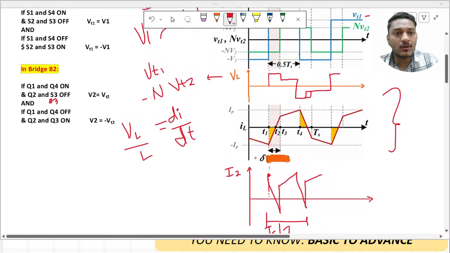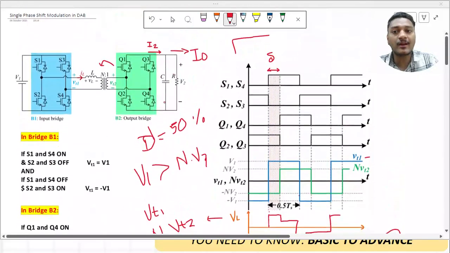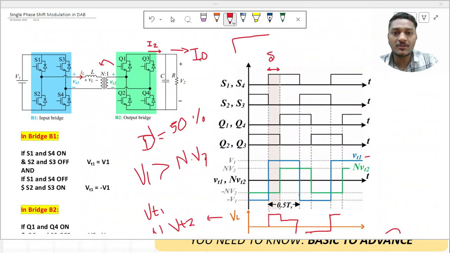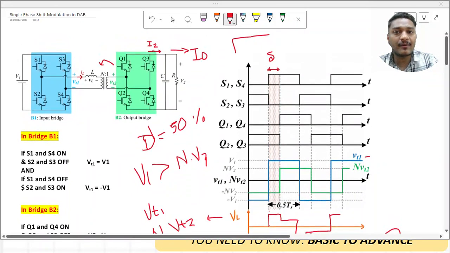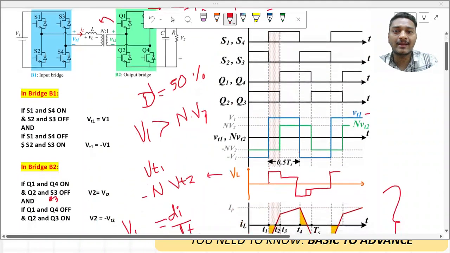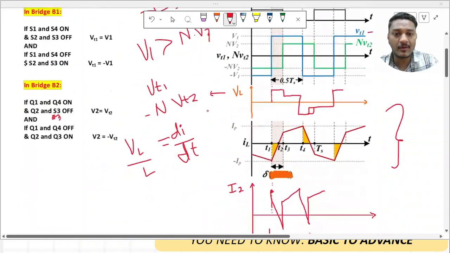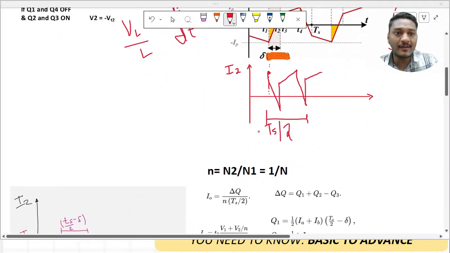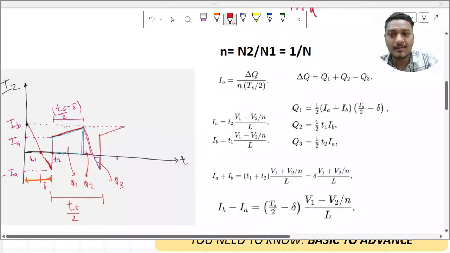Now why have I drawn the I2 waveform? Because I need to calculate the power transfer from bridge 1 to bridge 2. That is my ultimate motive, and I told you what I0 is. I0 is basically the rectified version of I2. So if I have the waveform of I2, I can easily go for the calculation of the power. Now we will take this particular waveform and analyze the power calculation.